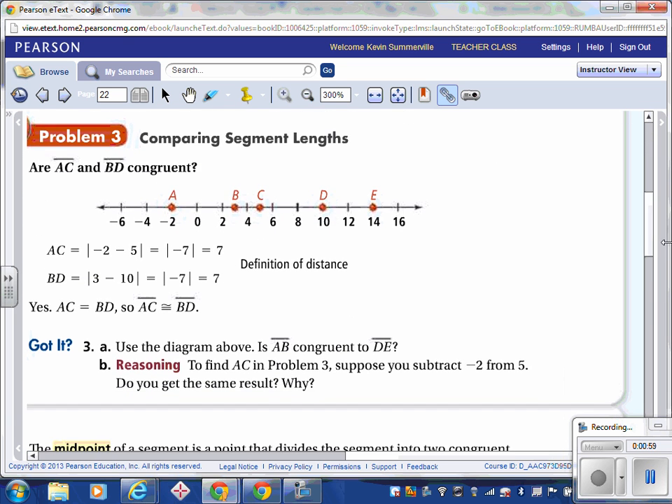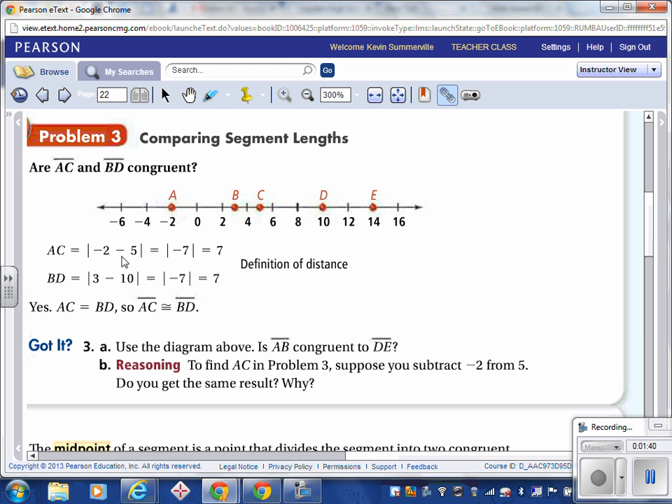Let's use that to do problem 3, comparing segment lengths. Are AC and BD congruent? In other words, does AC equal BD? Let's take a look and see what AC equals. AC is -2 for A, and C is right here between 4 and 6. What's between 4 and 6? That would be 5.